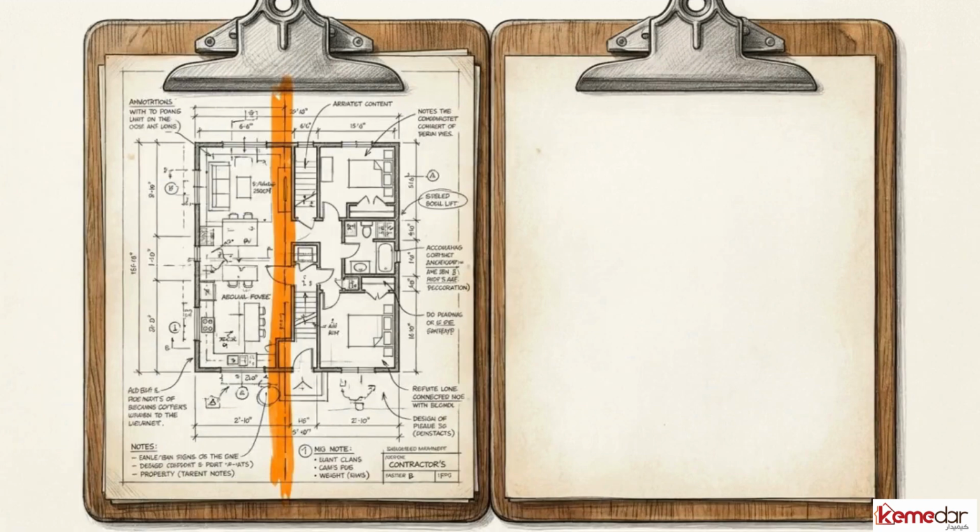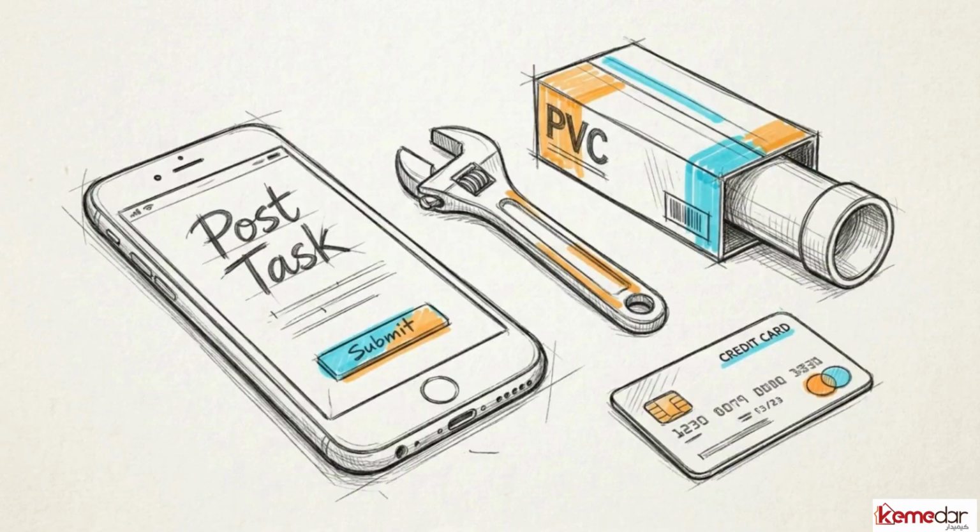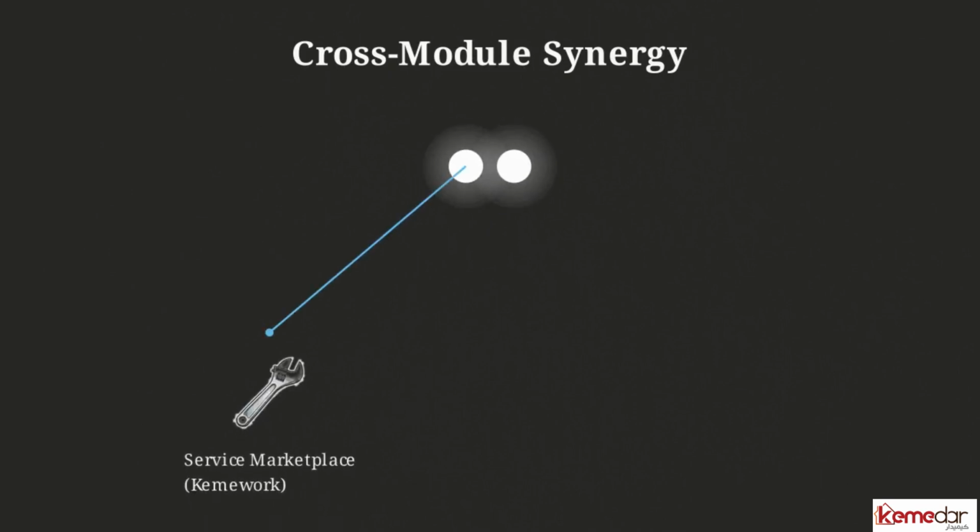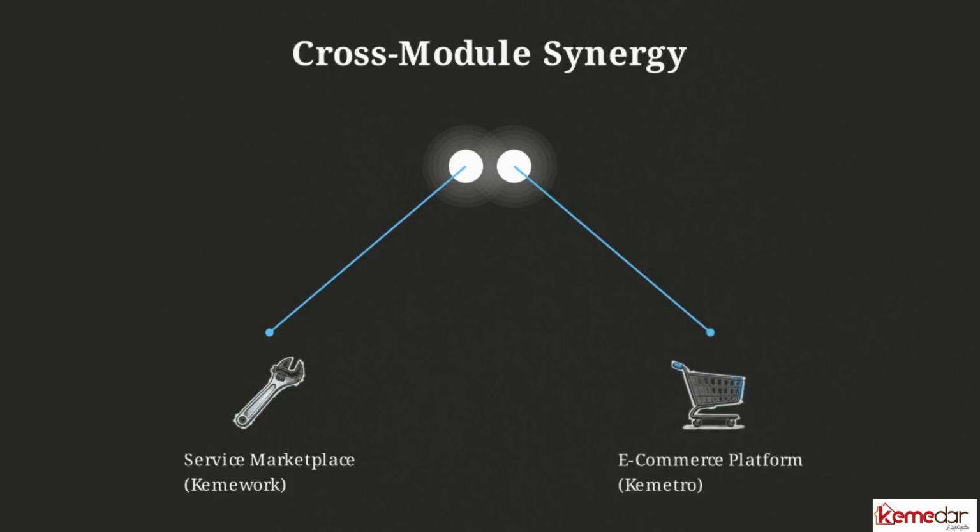But translating a homeowner's problem for a contractor is only half the equation. The broader architectural intent is to extract maximum financial value from that single initial photograph. We achieve this through cross-module synergy, routing a single user intent into multiple distinct business models at the exact same time. The platform splits into two modules. Left, the service marketplace. Right, the e-commerce platform.